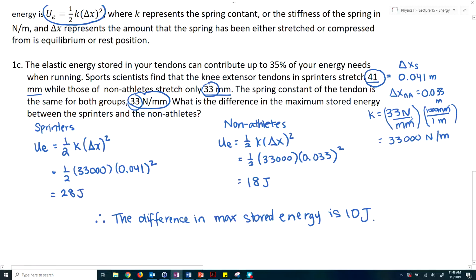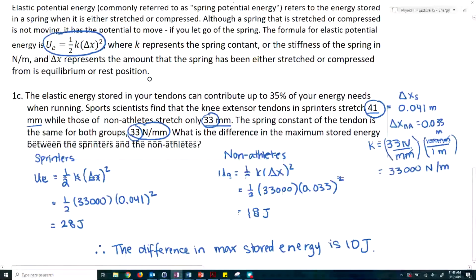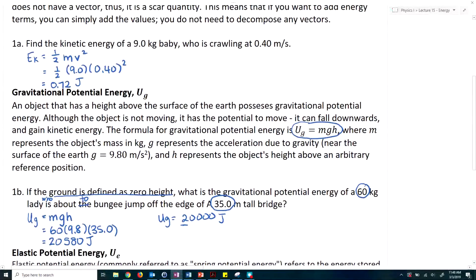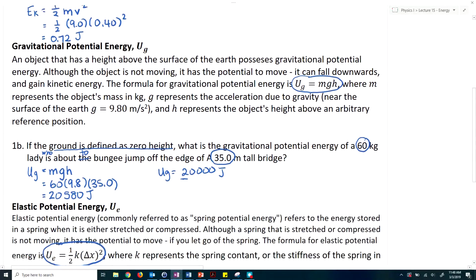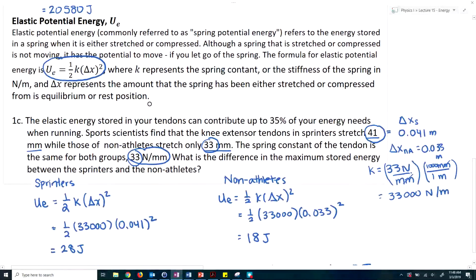There we go. All right, so hope that makes sense. So that was an example of the three different types of energy that we're going to be discussing in this course: kinetic energy, gravitational potential energy, and spring energy.